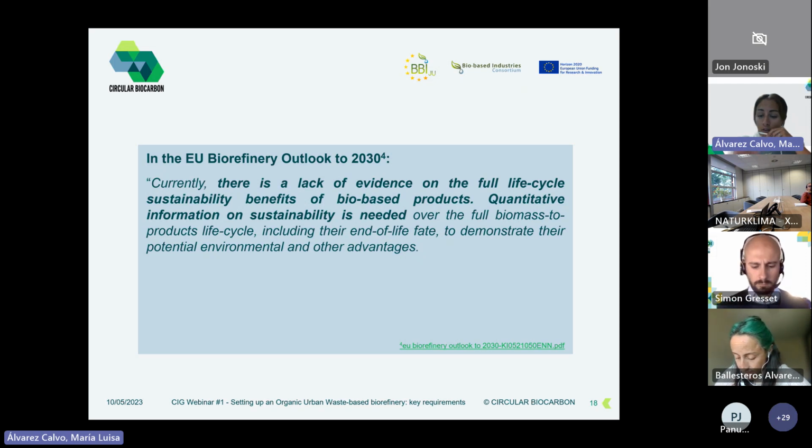So, Circular Biocarbon will also develop an impact assessment of the biorefinery, contributing quantitative information on sustainability over the full biomass-to-product life cycle in the project.